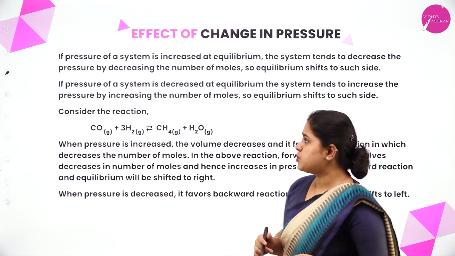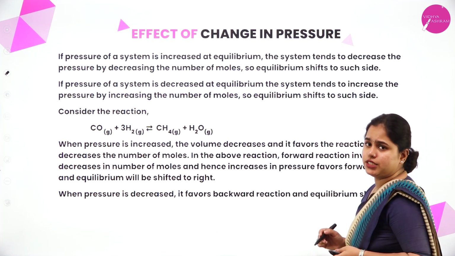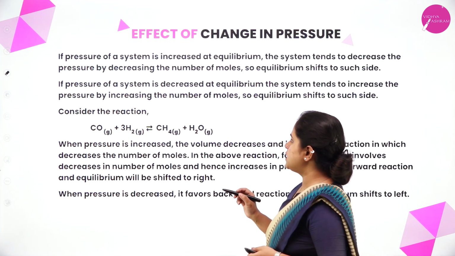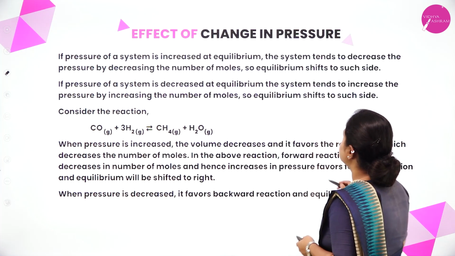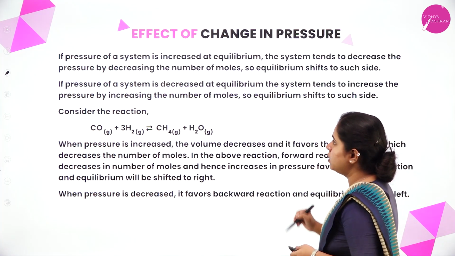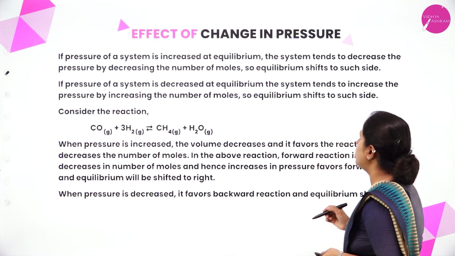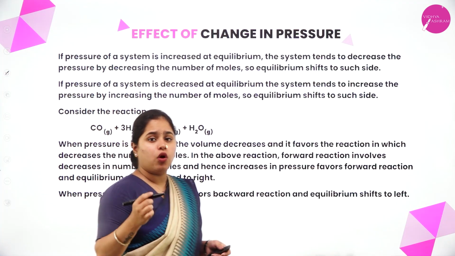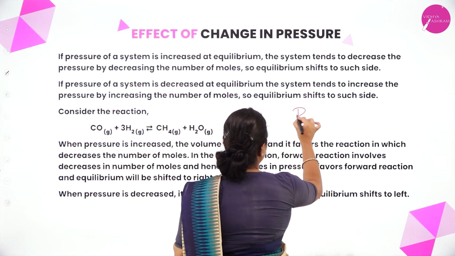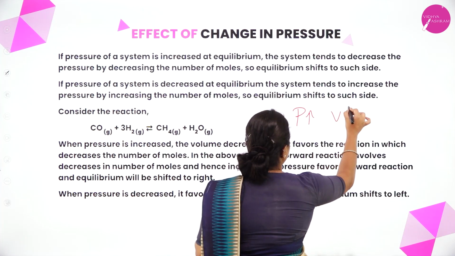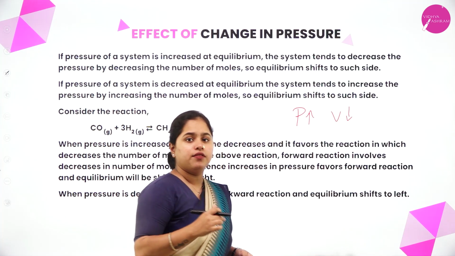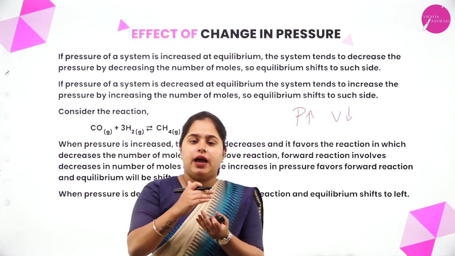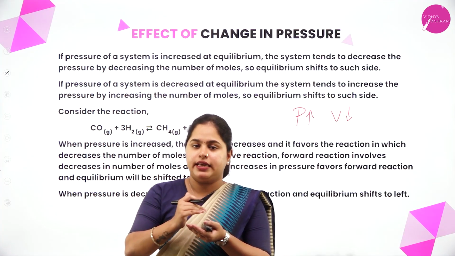Okay. Now, let's move on to the next one, that is effect of change in pressure. If pressure of a system is increased at equilibrium, the system tends to decrease the pressure by decreasing the number of moles. So, equilibrium shifts to such side. So, what is happening here? When the pressure is increased, volume will decrease, right? When we are increasing the pressure, what will happen? Yes, the volume will decrease, right?